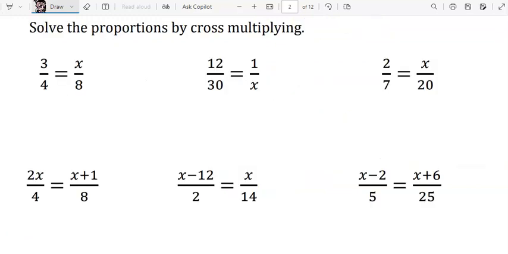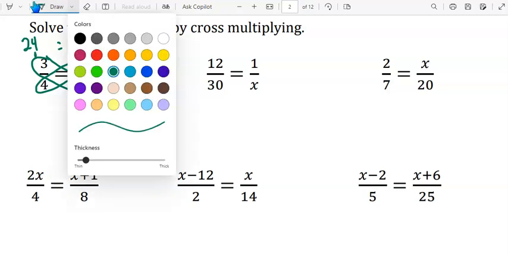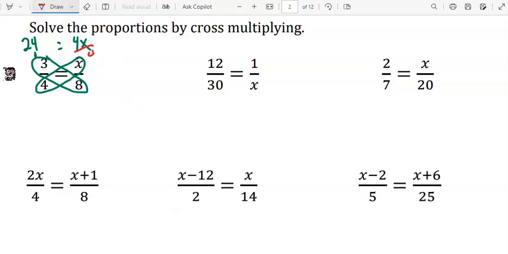Solve the proportions by cross multiplying. We have 3/4 equals x over 8. So we'll cross multiply because there's an equal sign in between. So 3 times 8, 24, 4 times x, 4x. From there, you could divide each side by 4. x equals 6.